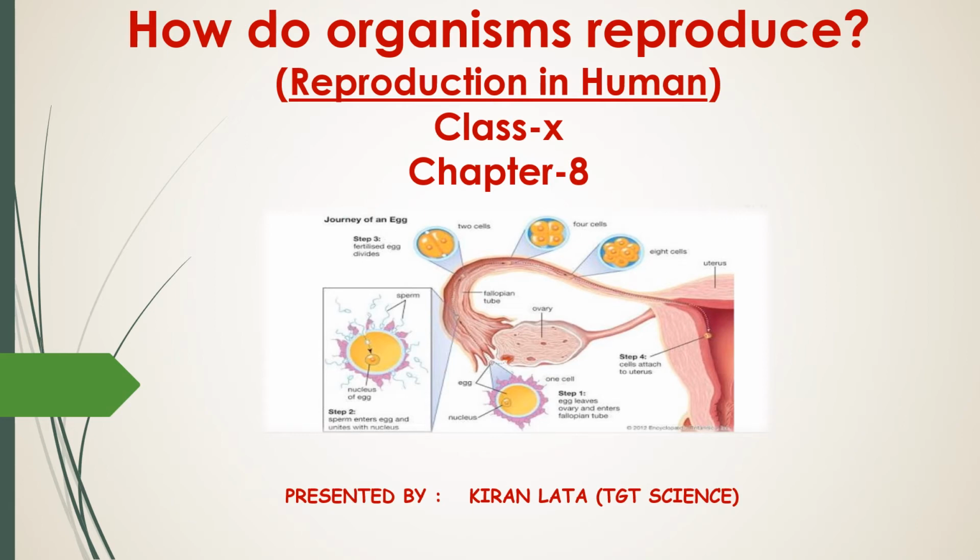Hello students. In the previous part, we had studied about asexual reproduction in plants as well as sexual reproduction in plants, and also discussed vegetative reproduction and tissue culture, and also studied how fertilization in plants occurs, how seeds are formed, and how seeds germinate into a new plant. Now in this part we will study how reproduction occurs in living organisms, especially humans.